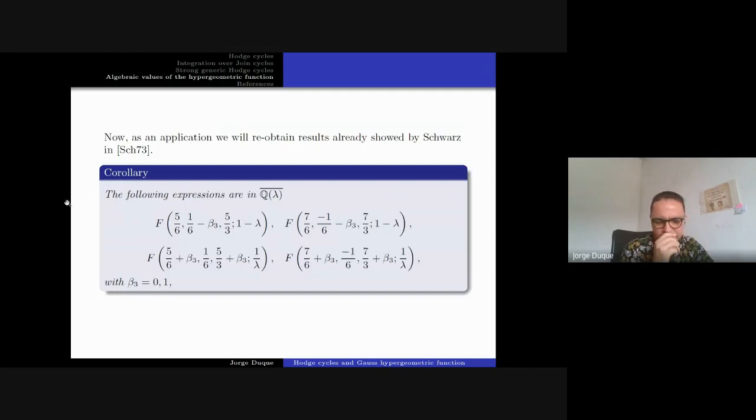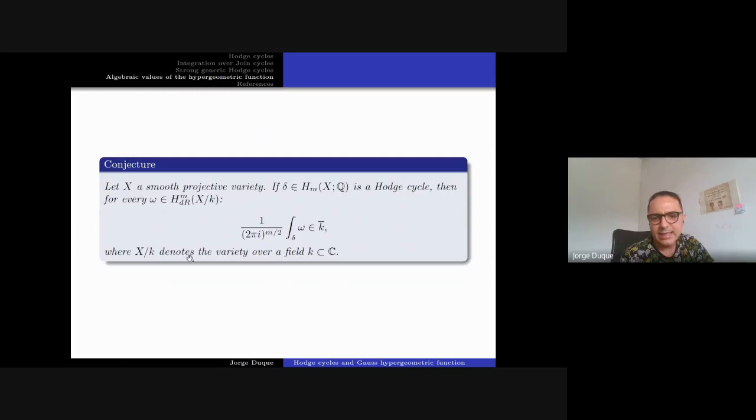Okay, a natural question in the Deligne proposition is whether the Deligne proposition is still true when we change the hypothesis on algebraic cycle to Hodge cycle. This is precisely the statement of the following conjecture. This is exactly the Deligne proposition, just changing the algebraic cycle to Hodge cycle.